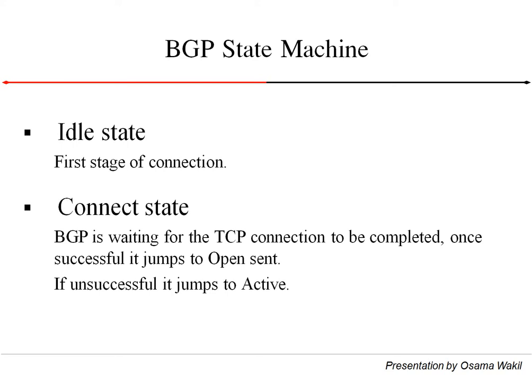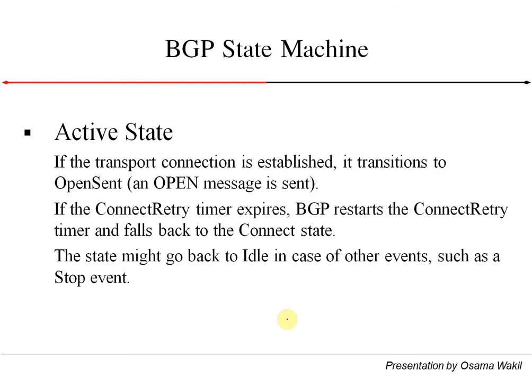During the connect state, BGP has already sent a TCP request and is now waiting for the TCP connection to be completed. Once the TCP negotiation is successful, it goes to the open sent state, and if it is unsuccessful, it jumps to the active state. When it's successful, it goes to open. It's unsuccessful, it goes to active. Simple.